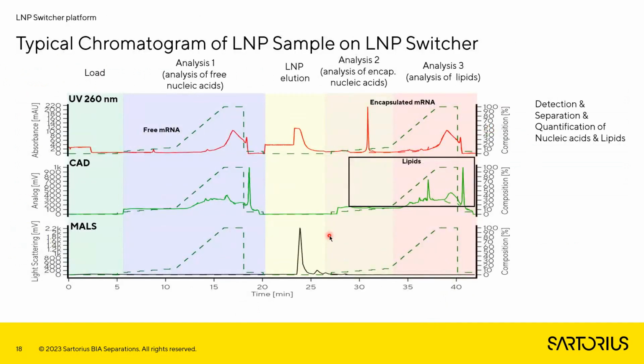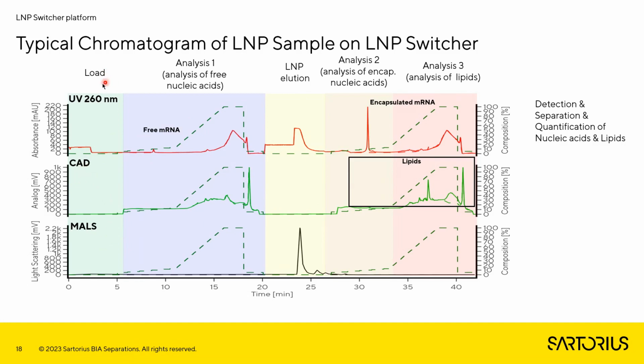So this is a typical chromatogram obtained from the LNP Switcher. We can see the signals for all three detectors which were connected to the system. First, in the upper part of the chromatogram, the UV-Vis detector is shown. Then the second, the charged aerosol detector, and the third, the multi-angle light scatter detector. We can divide this chromatogram into 5 different regions or parts.